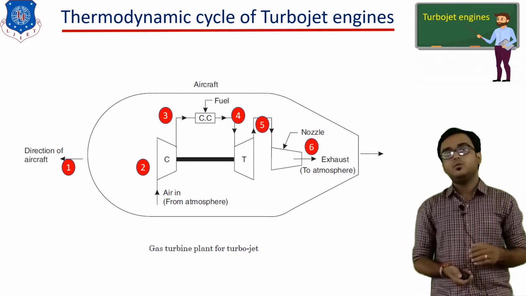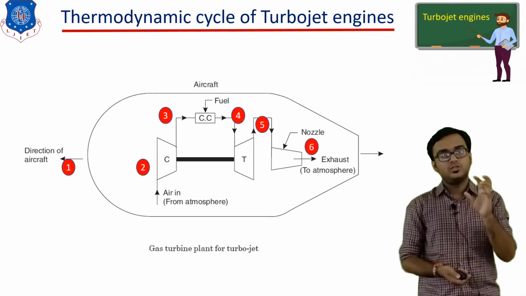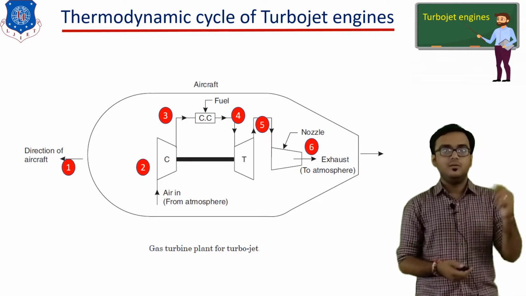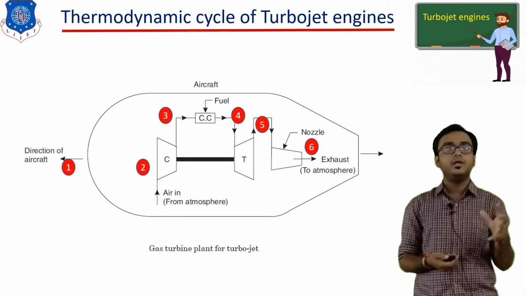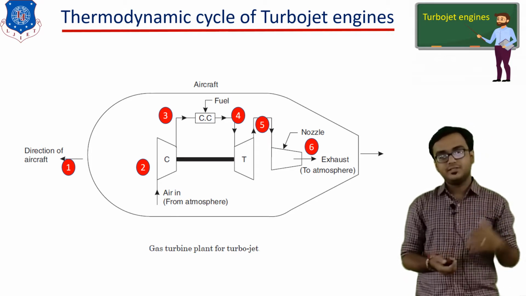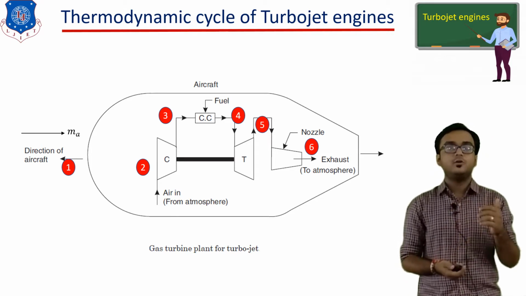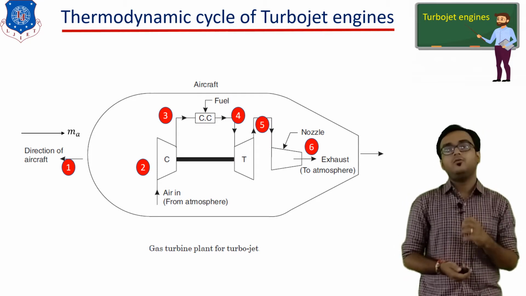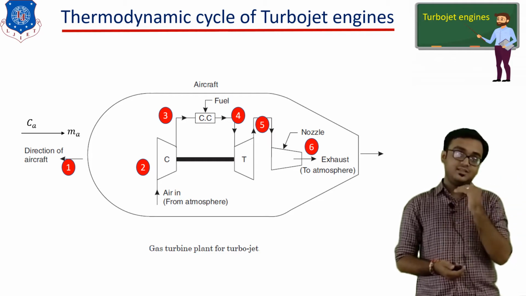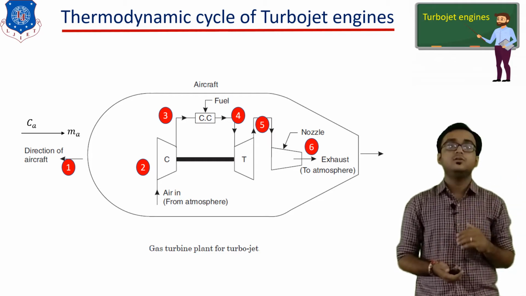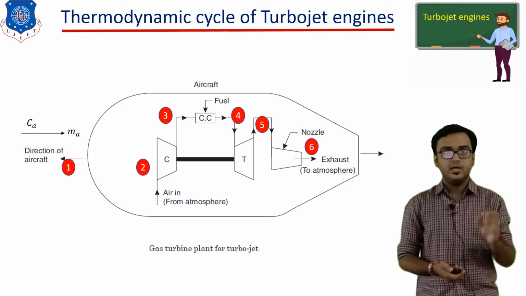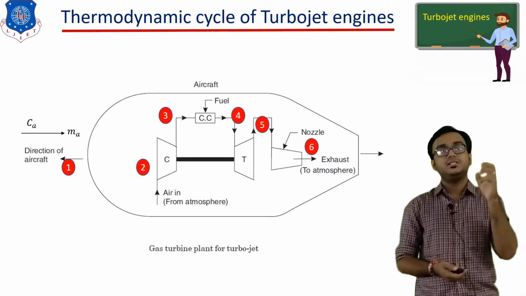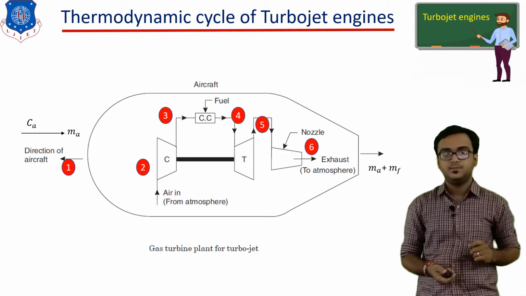If you remember, we started the cycle with process 1 to 2, and I told you that when we start, the compressor will induce the surrounding air. Whenever the compressor induces air, it has a certain velocity. For example, let's say Ma amount of air is coming into the engine from the surroundings with velocity Ca for the diffusion process.